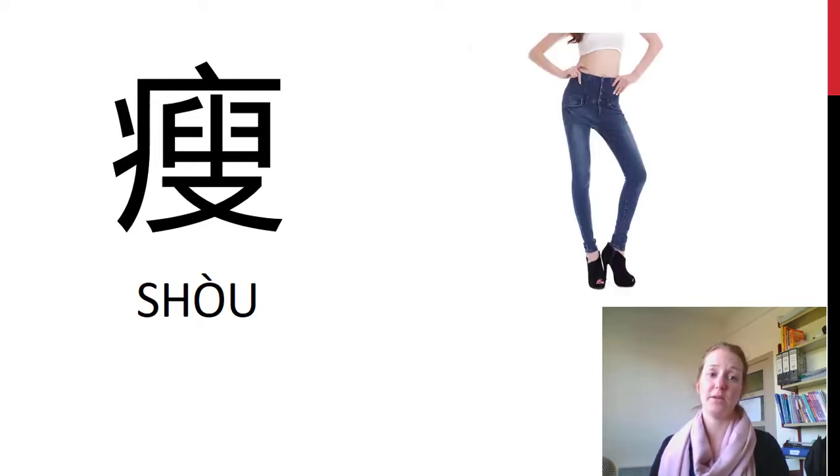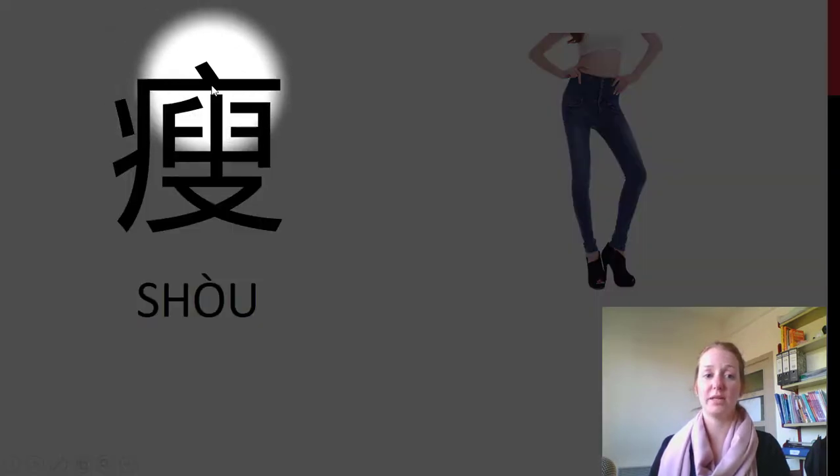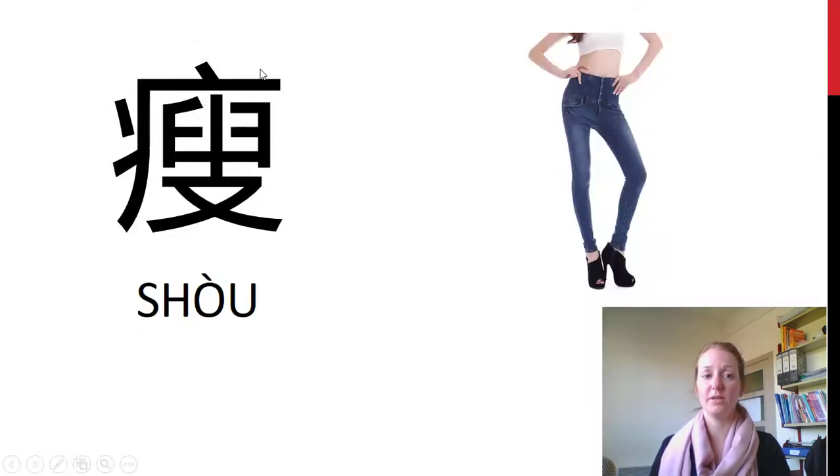这是瘦, skinny. So this one's interesting because it has a sickness radical in it. Back in ancient China, if you were fat, then you were probably rich because you had lots of food to eat. However, if you were skinny, you were probably poorer because you didn't have enough food to eat. And so being skinny wasn't a good thing back in those days. That's why it has the sickness radical in it.